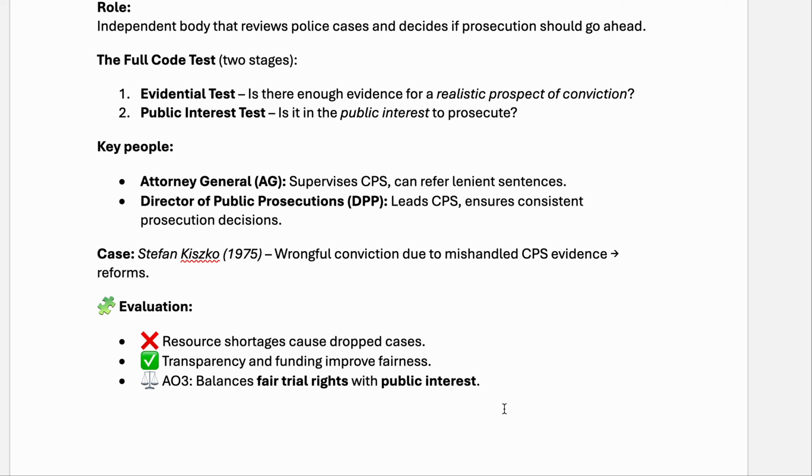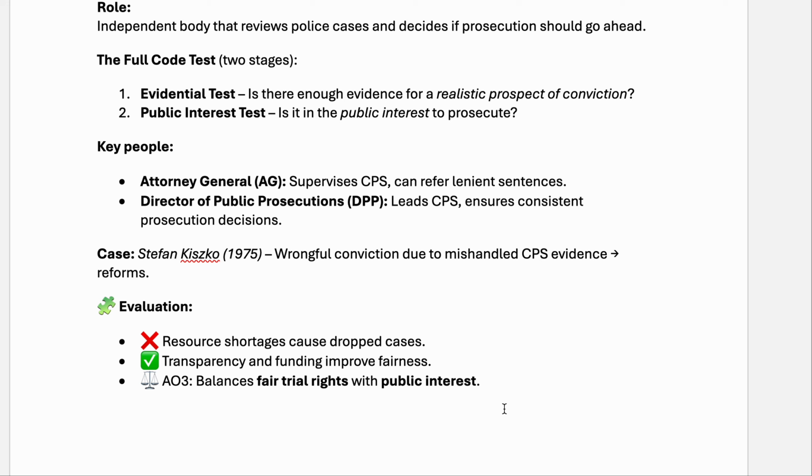Now, there are two very important people in the CPS. So first of all, you've got the Attorney General, the AG. Now, this is the government's chief legal advisor who keeps an eye on the CPS and can refer sentences that seem far too lenient to the Court of Appeal for a rethink. Then you've got the Director of Public Prosecutions, the DPP, and this is the CPS head honcho, responsible for making sure the rules are the same across the country, and no regional variations should really be in play.